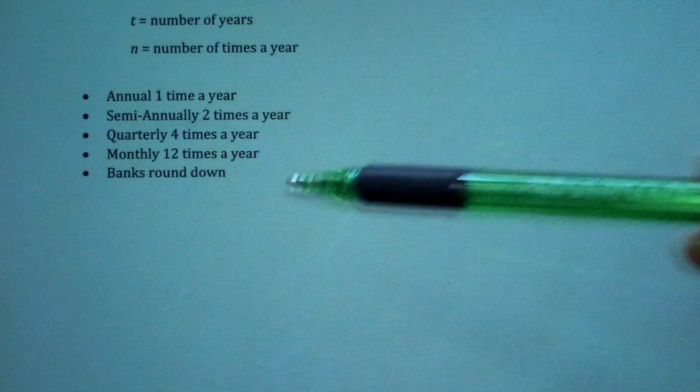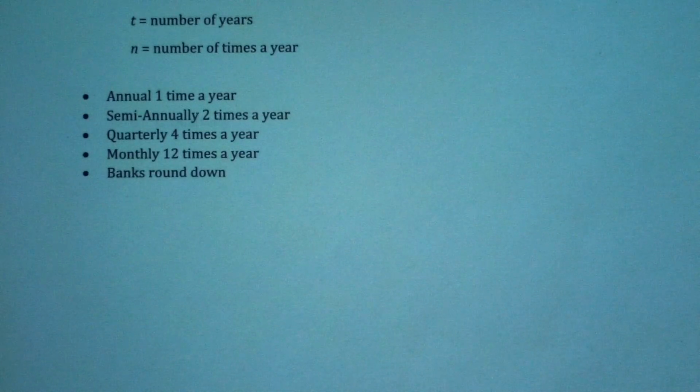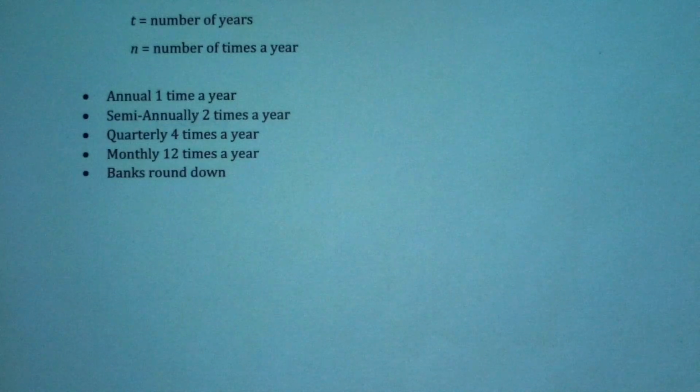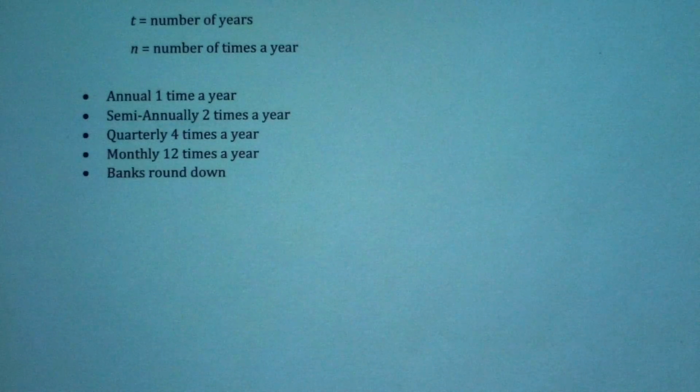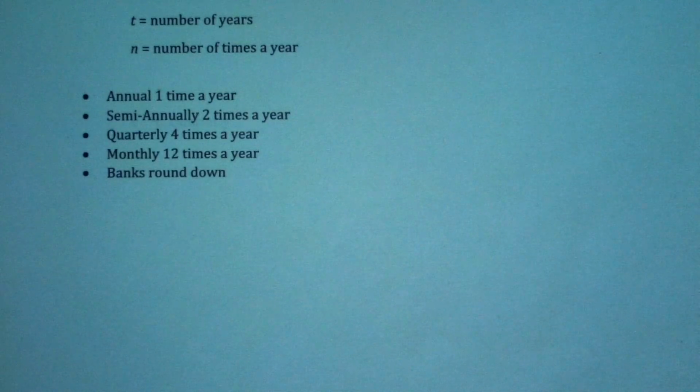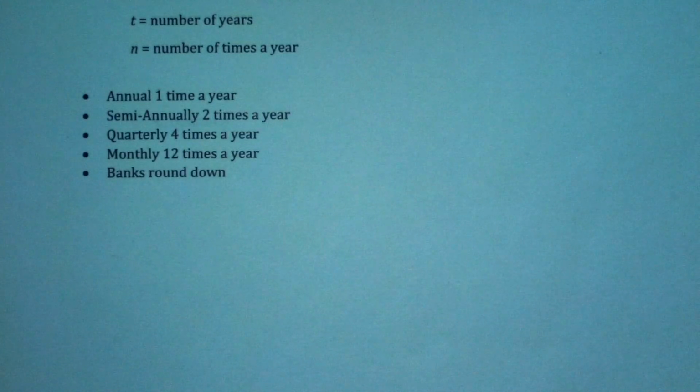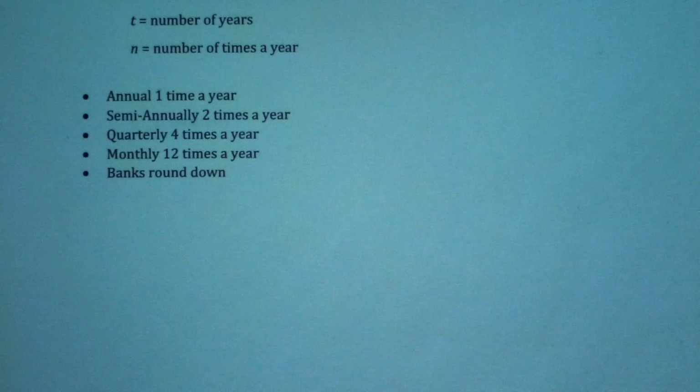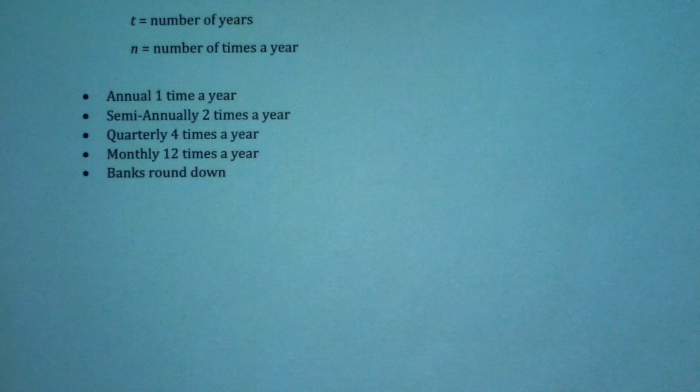I would say 3.5% is pretty good. How much will be earned in the first year if the interest is compounded as indicated below? Okay, so the first one just wants us to do it annually. So again, annually is basically it happens one time a year. So whether they do that in December or January or whenever they do that, annually is once a year.